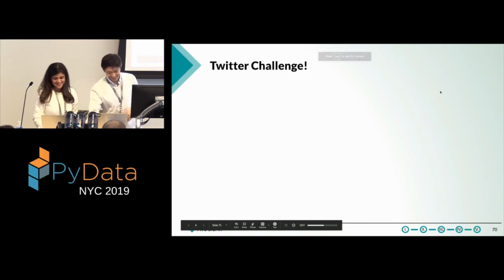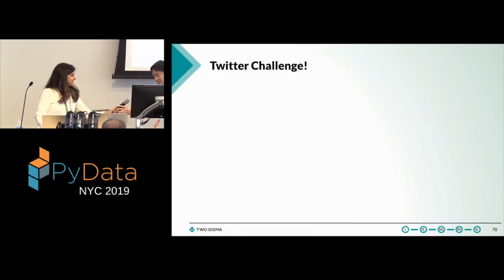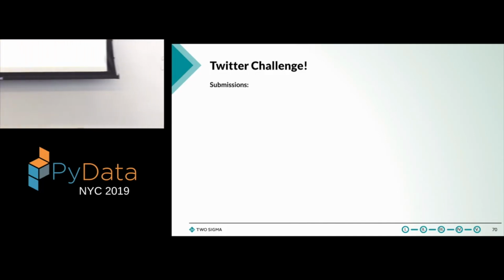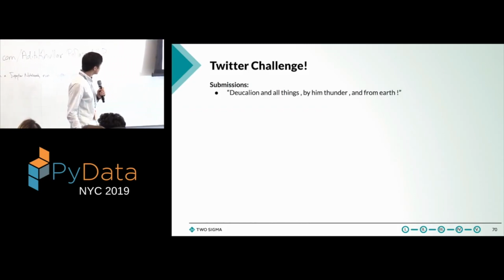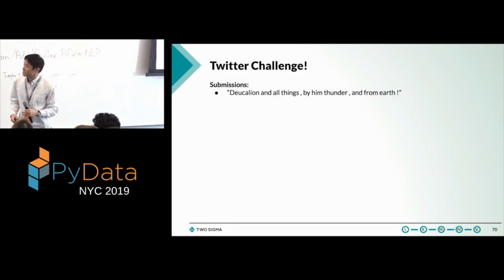All right, so for our Twitter challenge, we have some candidates, so I'll go through some of them. One is "To Luke, Leon, and all things by him, thunder, and from earth." Very dramatic. I actually looked up what the corpus for that one was, and it's like a Greek god, so very dramatic mythology.